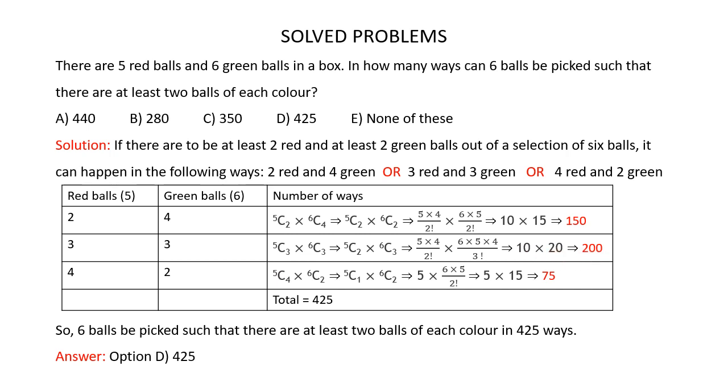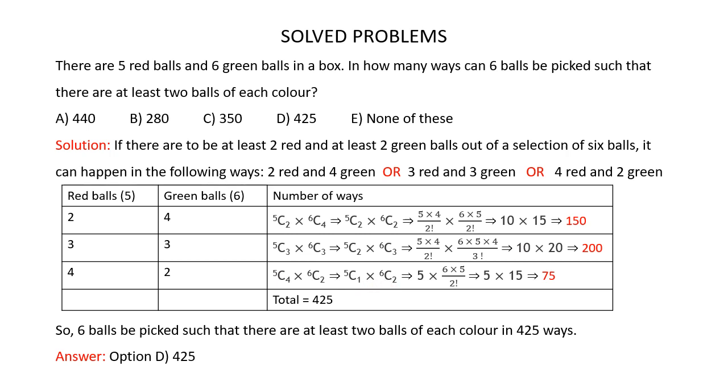Now in the third case, 4 red balls can be selected from 5 red balls in 5C4 ways, and 2 green balls can be selected from 6 green balls in 6C2 ways. Now 5C4 can be written as 5C(5 minus 4), which is 5C1. So now we have 5C1 multiplied by 6C2.